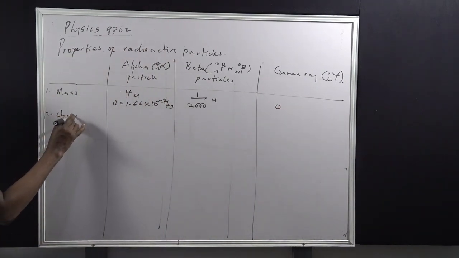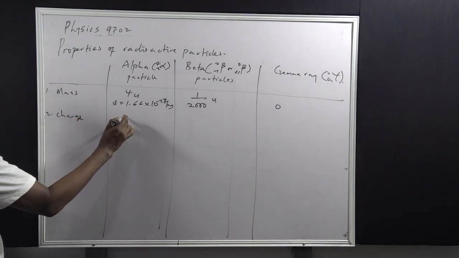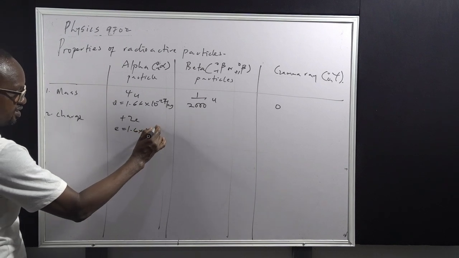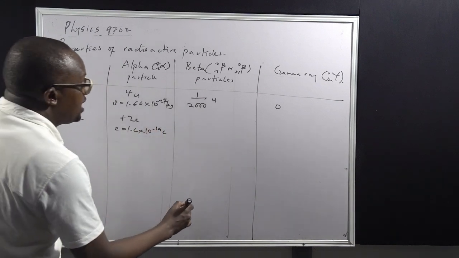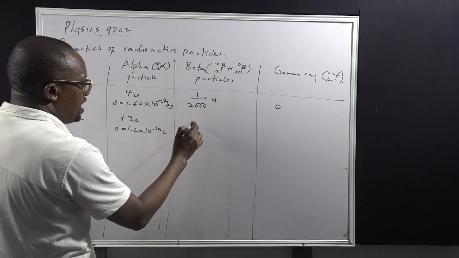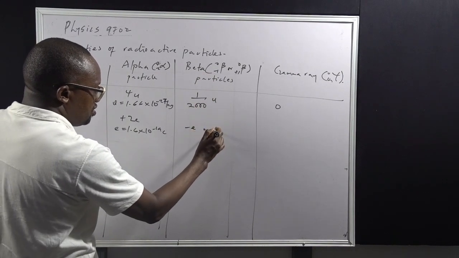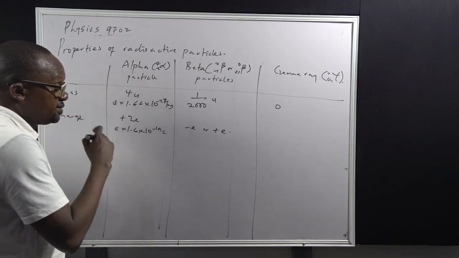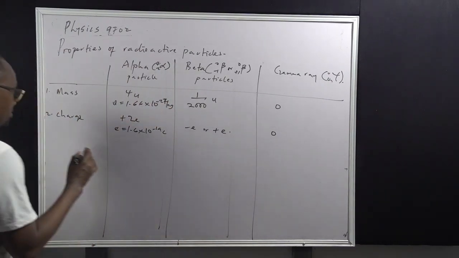Number 2, charge. Charge of alpha is plus 2e. e has a value of 1.6 times 10 power minus 19 coulombs. Charge of beta, beta minus is minus e, beta plus is plus e. Okay? Charge of gamma is 0.